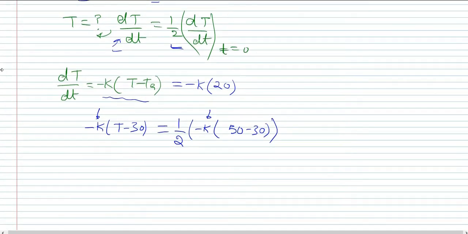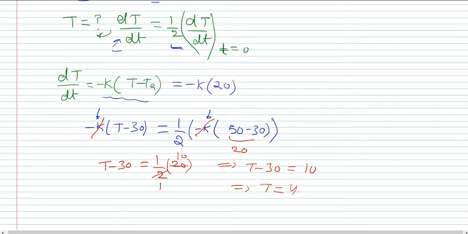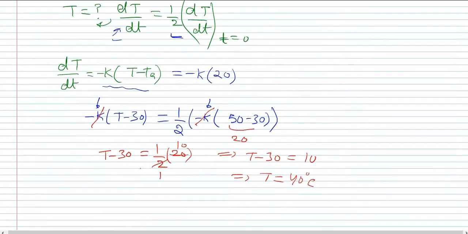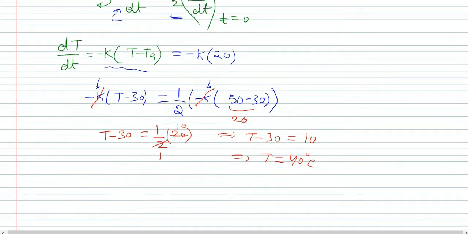All right, so here what's going to happen? This minus k and this minus k cancel, so we get T minus 30 is equal to half of 20, since 50 minus 30 is 20. Two ones and two tens, which implies T minus 30 is 10, which implies T is equal to 40 degrees centigrade. So we found that when the body temperature of this object reaches 40 degrees centigrade, the rate of cooling will be half of the rate of cooling in the beginning.